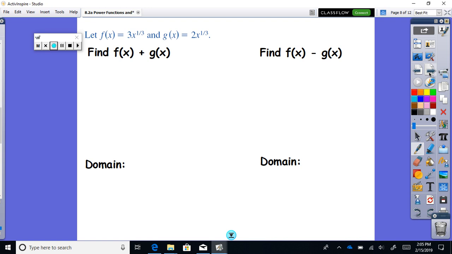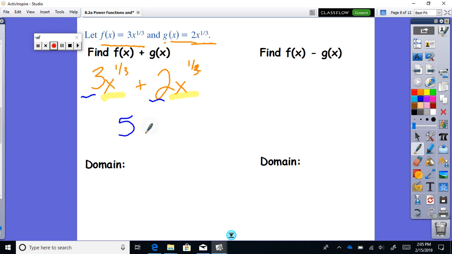All right, so if I have two power functions here, f of x is equal to 3x to the 1/3, and g of x is equal to 2x to the 1/3. First part tells me to find the addition of those two functions. So f of x is 3x to the 1/3 plus 2x to the 1/3. Now remember, when we add with rational functions or rational expressions, if this is the same, then you just add or subtract the coefficients. So since they're both x to the 1/3, 3 plus 2 is 5. And then the rest stays the same, 5x to the 1/3.